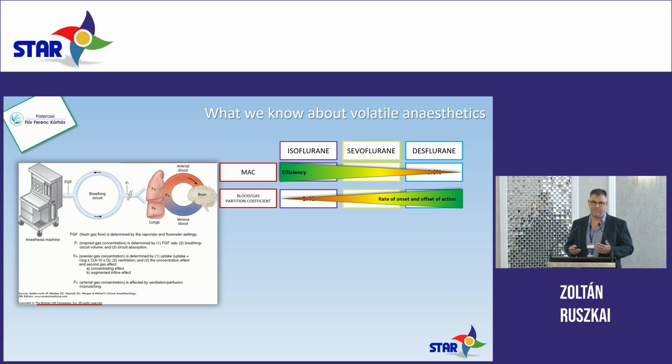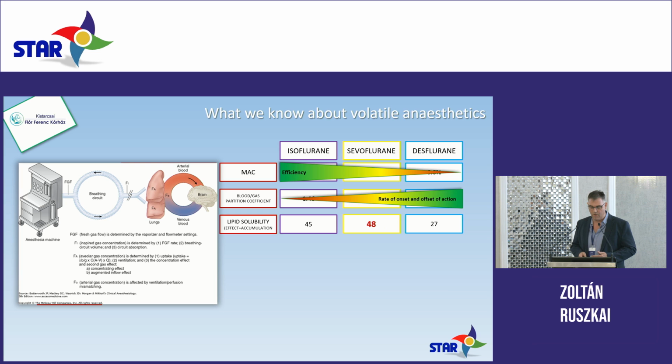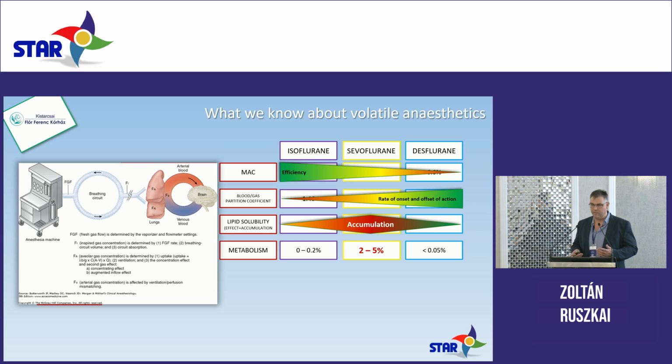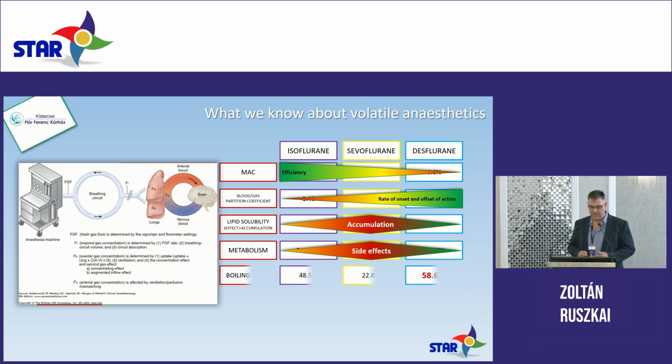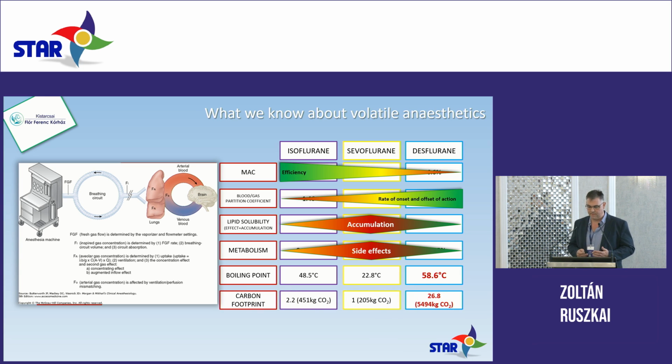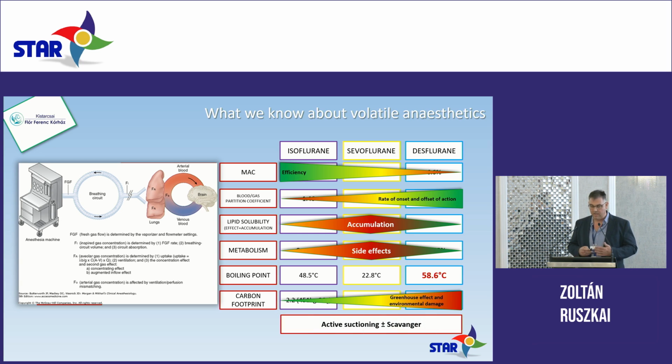However, we know that the fresh gas flow during anesthesia has an important impact on this onset and offset of action. Also, the lipid solubility is responsible for accumulation, and metabolism is responsible for some side effects. We have the boiling point, and the carbon footprint is one thing that we have to mention when we talk about volatile anesthetics, because these are greenhouse effect gases and they can damage the environment. But we can reduce this risk by using active suctioning or some kind of scavenger systems.